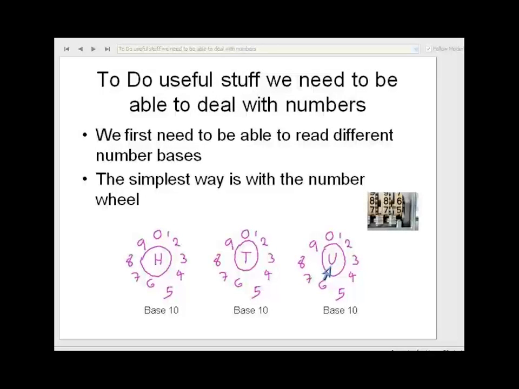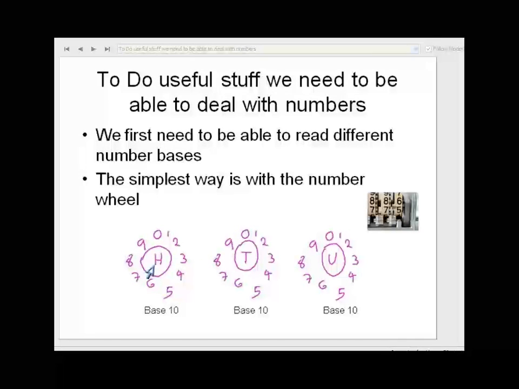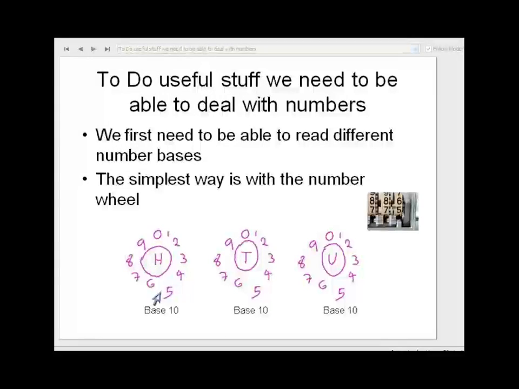The first wheel is the units column. The second wheel is the tens column. All of the numbers in this second wheel are worth tens. That's how much they're worth. And the third wheel is the hundreds column, and all the numbers in this wheel are worth hundreds.